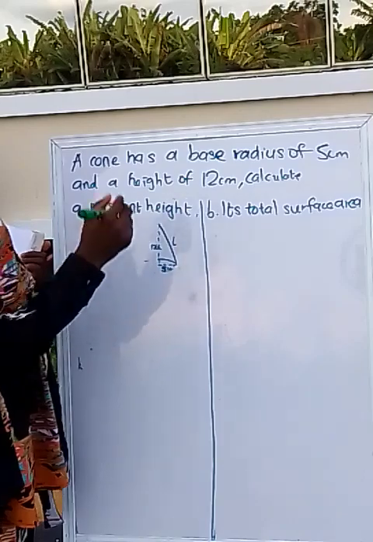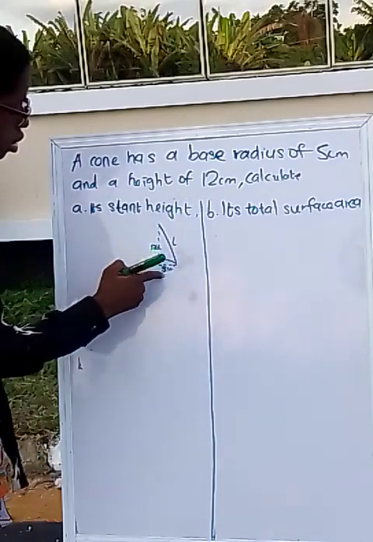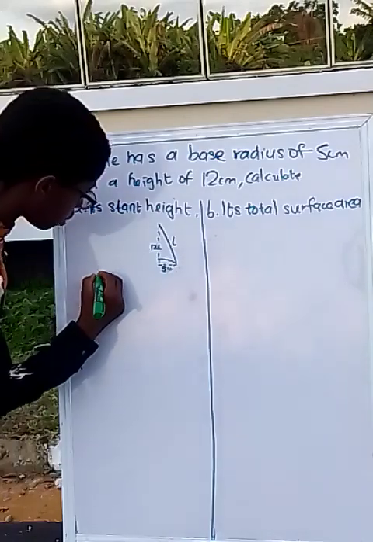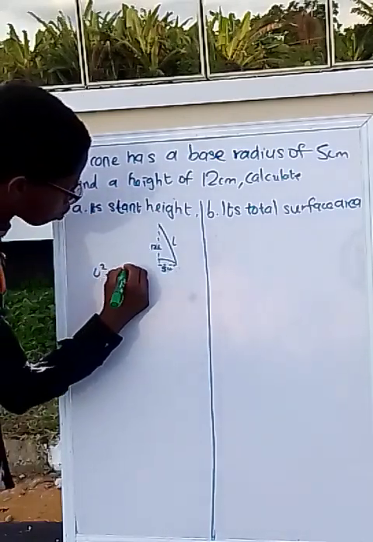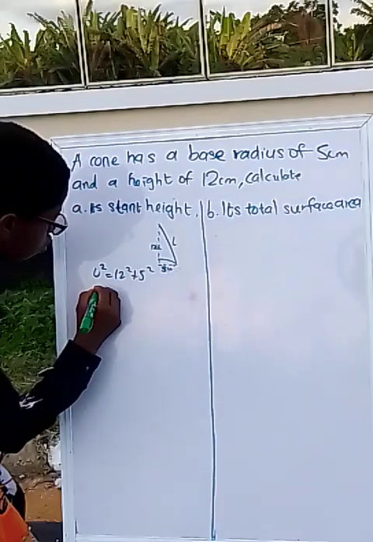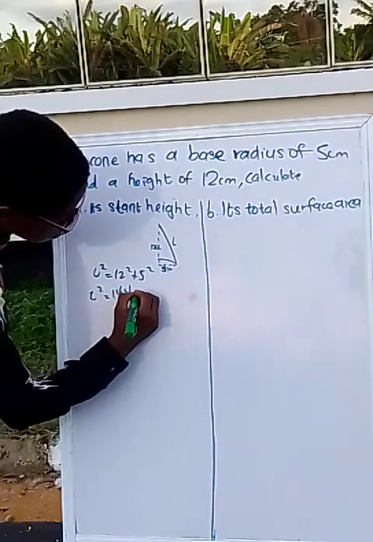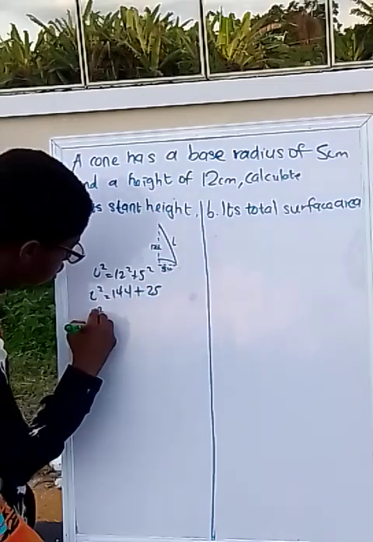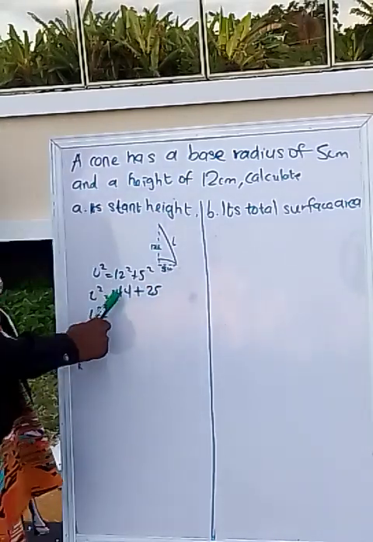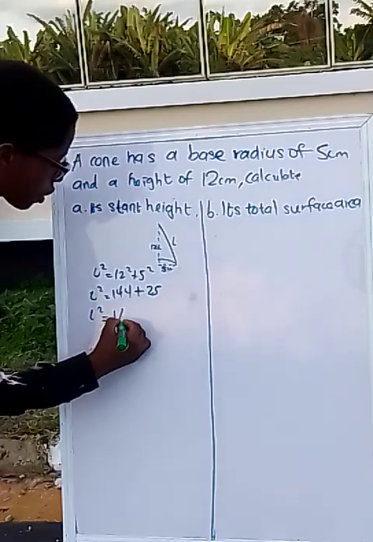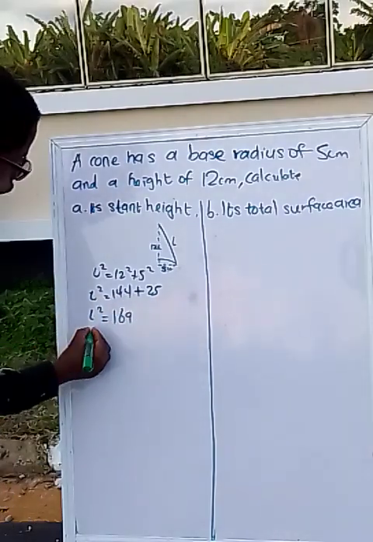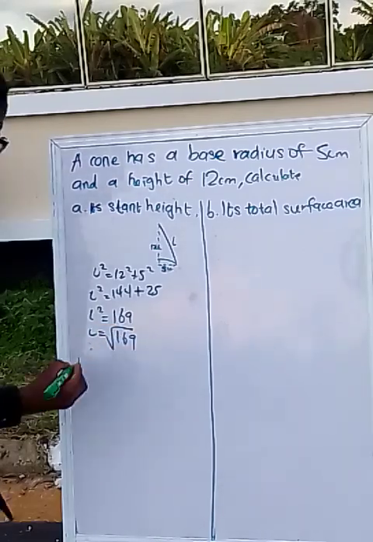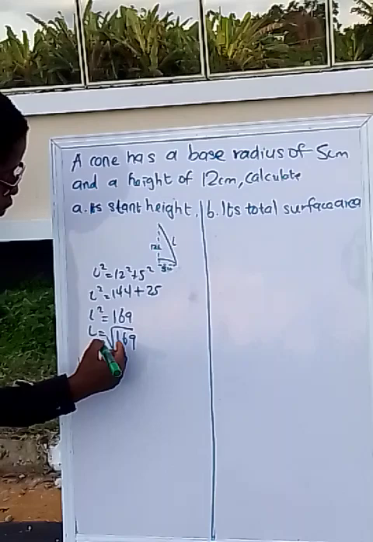So we have to apply Pythagoras theorem rule to find it, which says that L square is equals to 12 square plus 5 square. So L square is equals to 144 plus 5 square is 25. So L square is equals to 144 plus 25 is 169. So our L will now be square root of 169. So L is equals to square root of 169 is 13. So we've gotten our L to be 13.